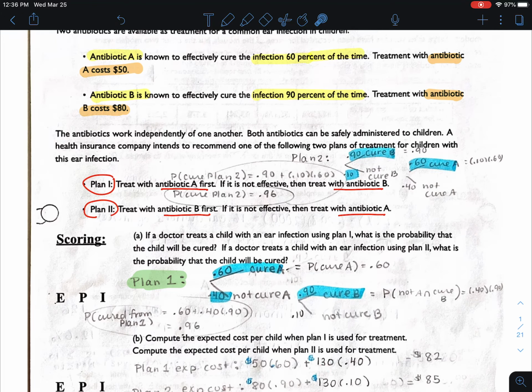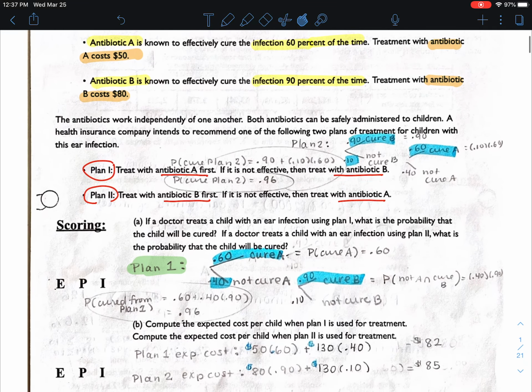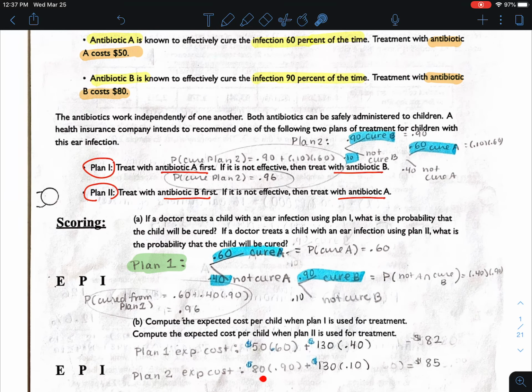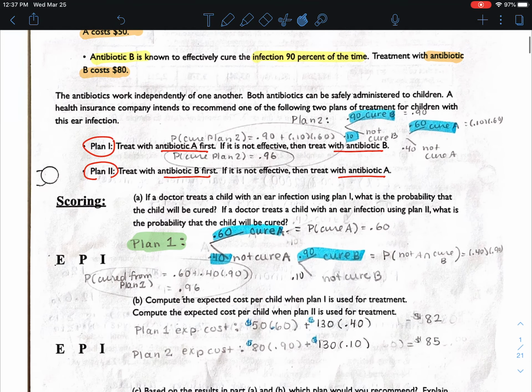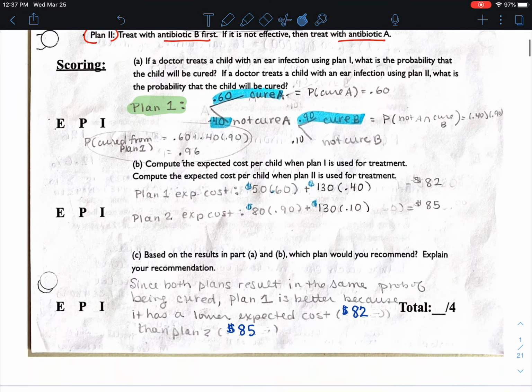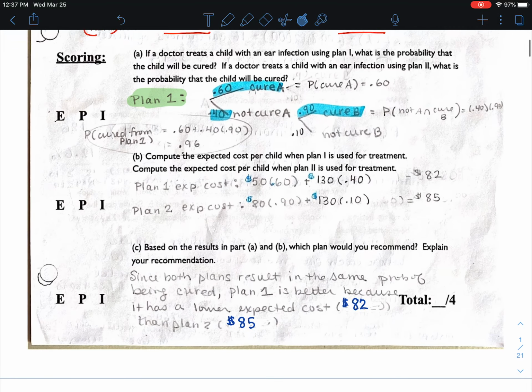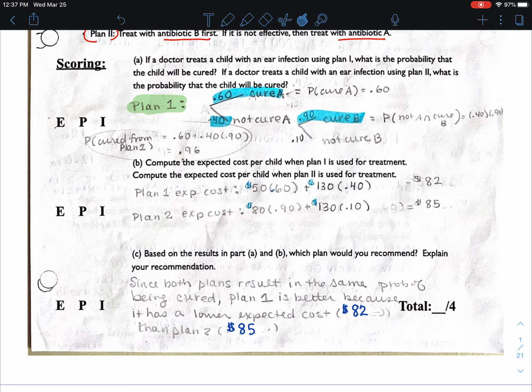These multiplied together give you plan 1's expected cost of $82. You can see I essentially did the same thing here for the expected cost for plan B. So the costs are almost the same, and the probabilities are the same that someone would get cured. For part C, it says, based on your results in A and B, what would you recommend, and explain your recommendation? I just said, since both plans result in the same probability of being cured, plan 1 is slightly better because it has a lower expected cost, $82 instead of $85.